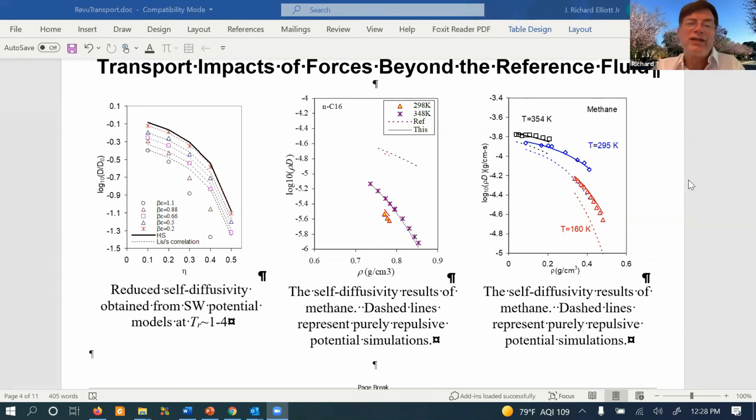Yeah, I would urge you to get away from the spherical reference, and look at longer chains of things, because that's really where you start to see the discrepancies from that sphere type scaling of transport properties. Okay, thank you.